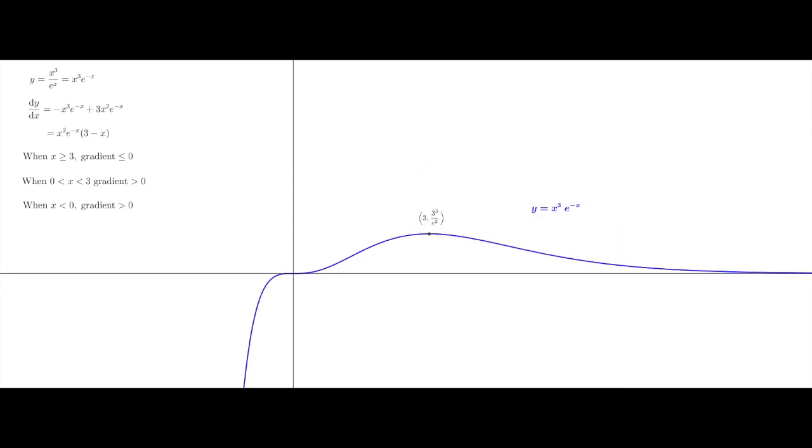And now we've really accounted for all of the features of the graph, except for when x gets very, very, very big and positive, that the graph tends to 0, that y tends to 0. But that's easy to see now, because we know now that e to the x grows faster than x to the n for any integer n greater than or equal to 1. So x to the n over e to the x must tend to 0 as x tends to infinity.